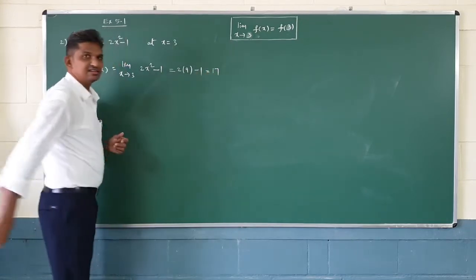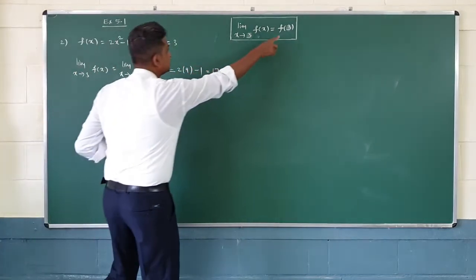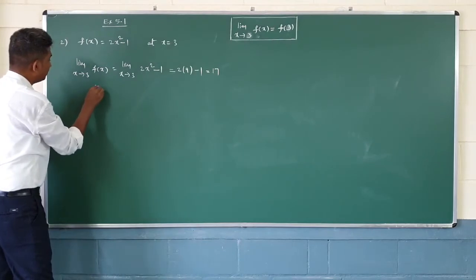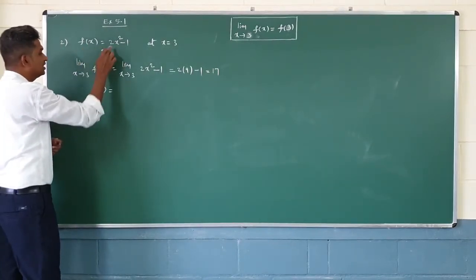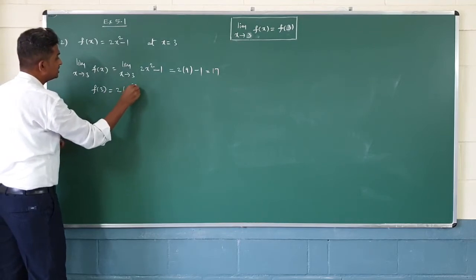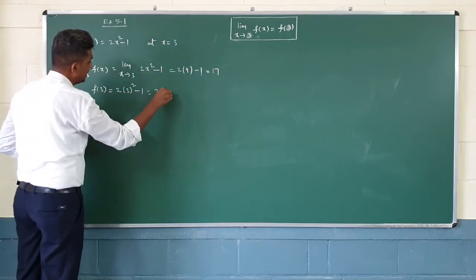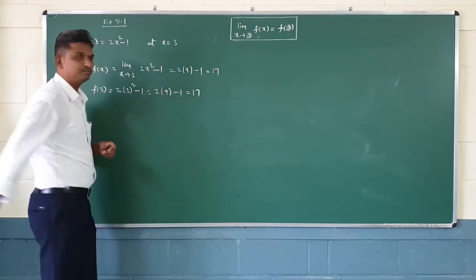18 minus 1, 17. Now I will calculate f of 3. See, f of x is 2x square minus 1. Now, f of 3 is what? F of 3 is 2 into 3 square minus 1. That is 2 into 9 minus 1. That is nothing but 17.